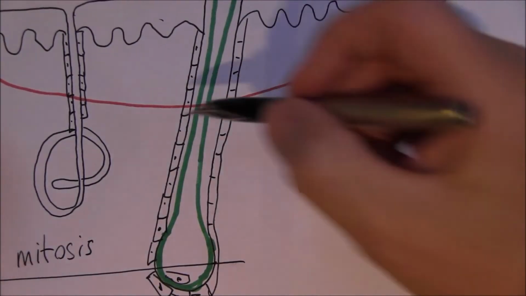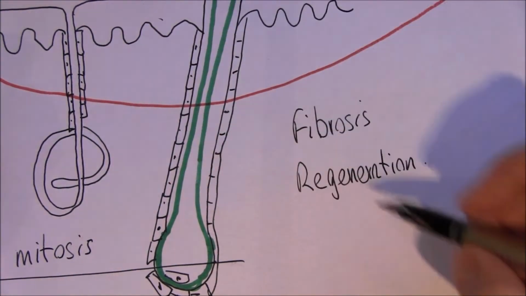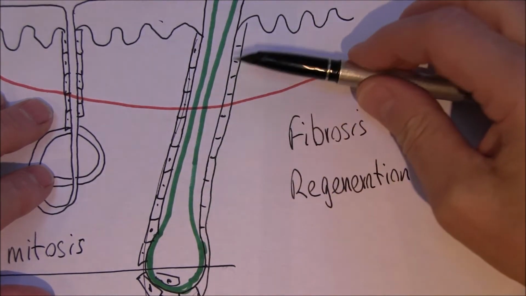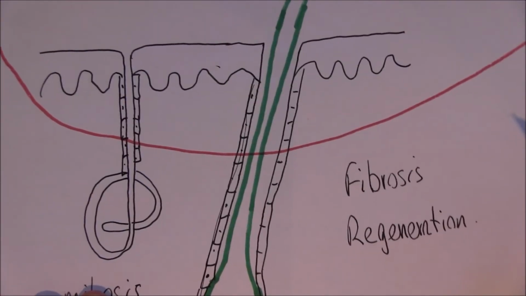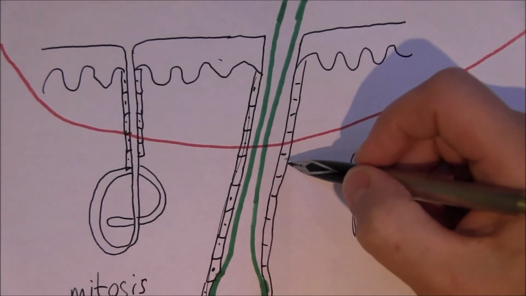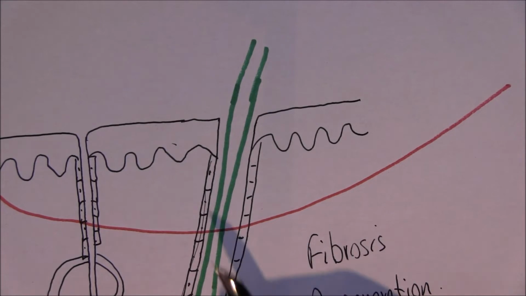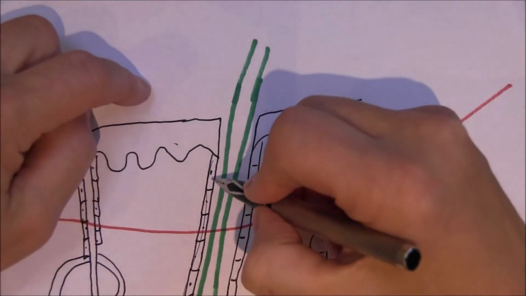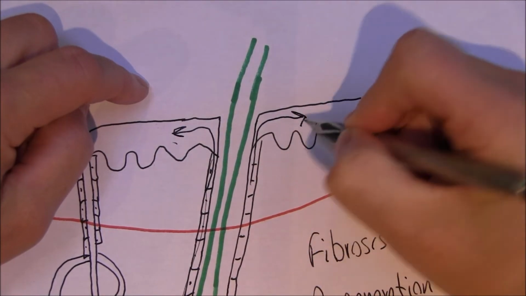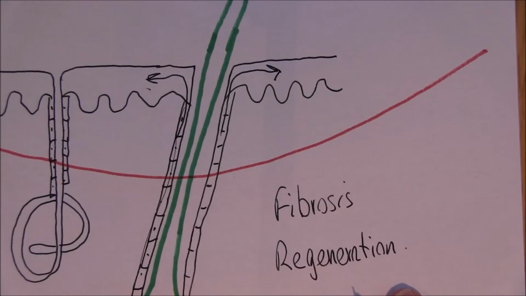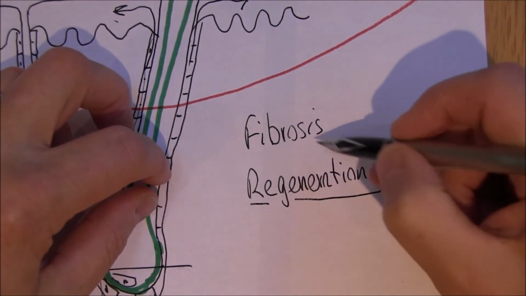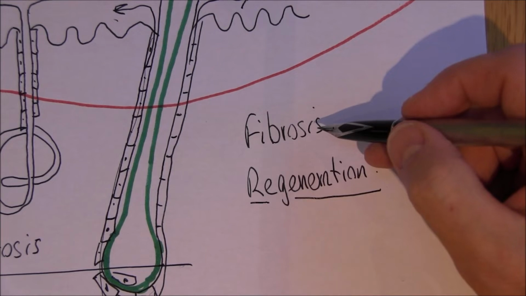So isn't it fortunate that we've got spare keratinocytes down here and spare keratinocytes all the way down here? And when there's injury, cytokines released by the injury will stimulate mitosis in these keratinocytes. There will be increased rates of mitosis, and these will migrate upwards and they will form a new epidermis. So that means we have an epidermis produced by regeneration rather than scar tissue produced by fibrosis.